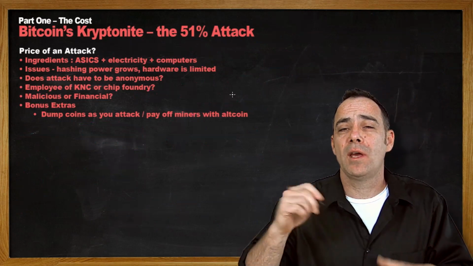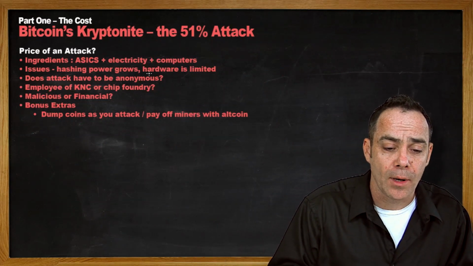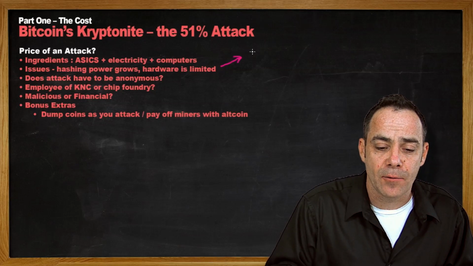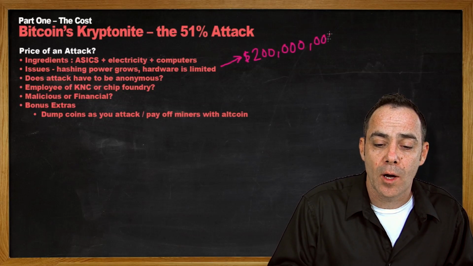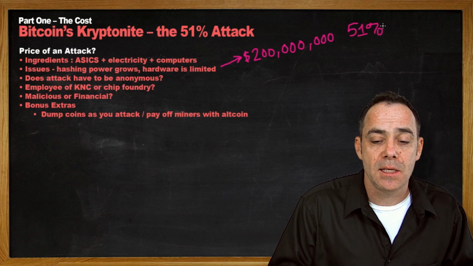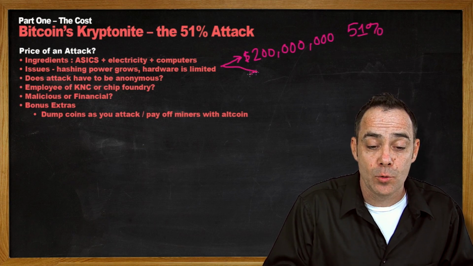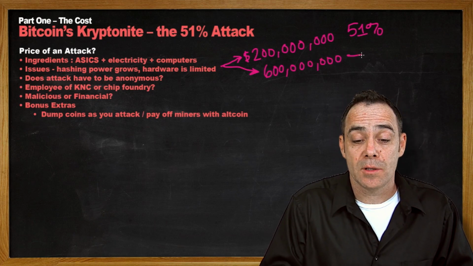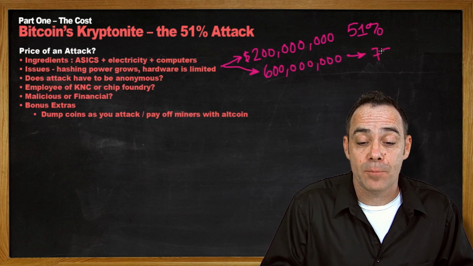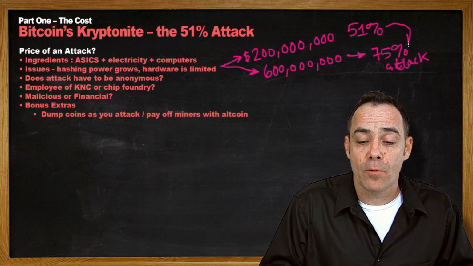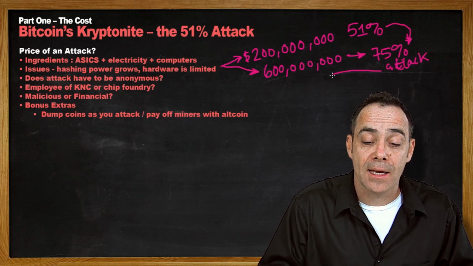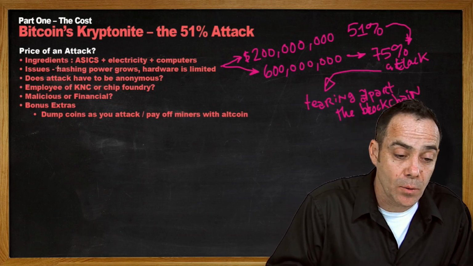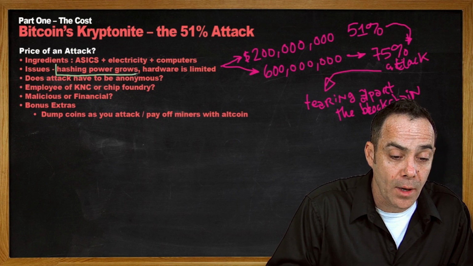So regardless of what you think about future hashing power growing or whether hardware is limited, theoretically, it seems very clear that for $200 million, we could probably run a 51% attack. And it seems even more likely that if we were going to use something like $600 million, well, we could run better than a 51% attack. We could run a 66% or a 75% attack. And every increase you make over 50% allows you to go back in time and actually start tearing apart the blockchain.